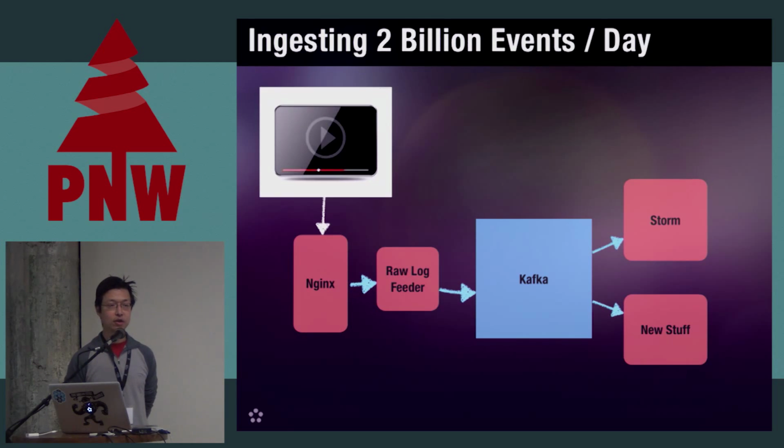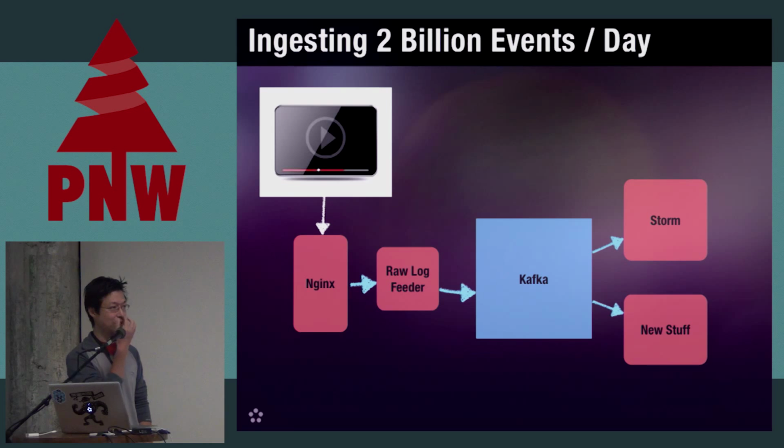Now one of our core problems is that when you build a big data pipeline, the first thing is that you have to ingest events. So let's say a user is playing video. That goes into something like an Nginx server, and then we process it a little bit, push it to Kafka, and then we have more processing steps afterwards.